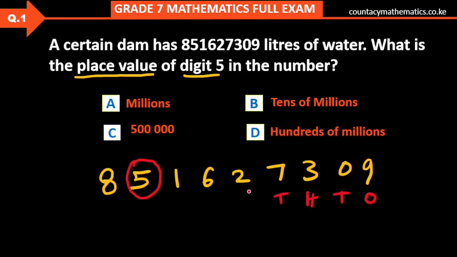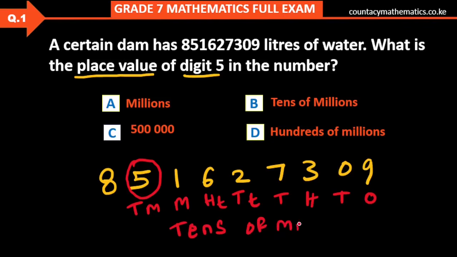From thousands, we move on to tens of thousands. After tens of thousands, we move to hundreds of thousands. After hundreds of thousands, that's now when we move to millions. After millions, we move to tens of millions. I'm writing this in short form because the space might not allow me to write it in full. But now we are able to locate that after we follow through this process, we get to a point where the place value of digit 5 is tens of millions.